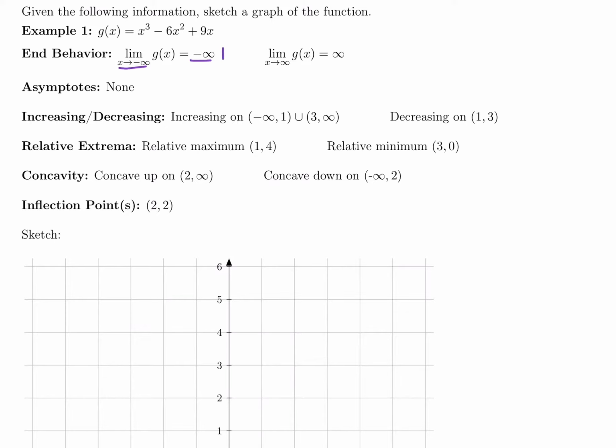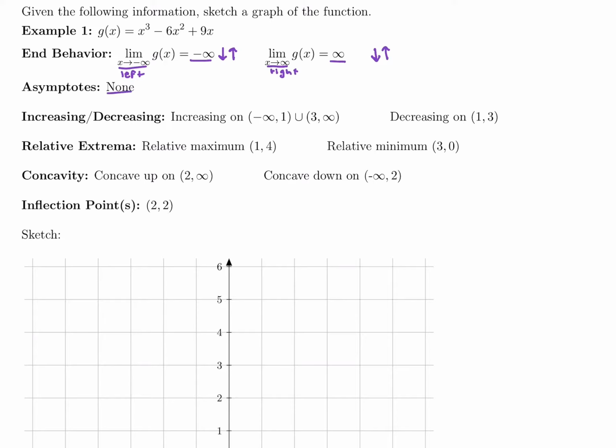So our left arrow should be going down as we go out, and as x goes to positive infinity, that means we're going to go out to the right as opposed to the left. It's going to have a y value going up to positive infinity. So our end behavior is going to be down to the left and up to the right. So our end behavior is down, up.